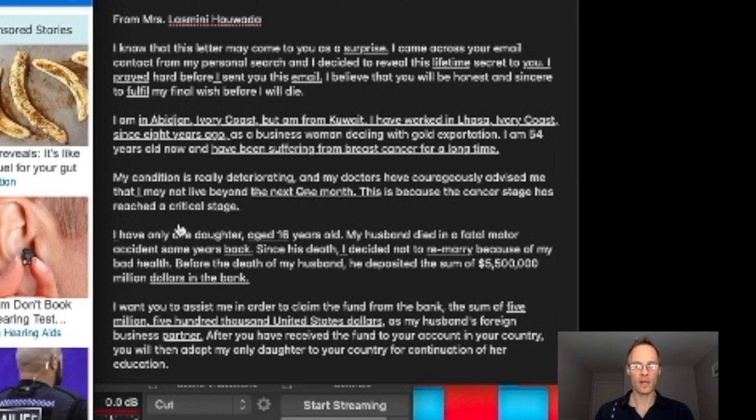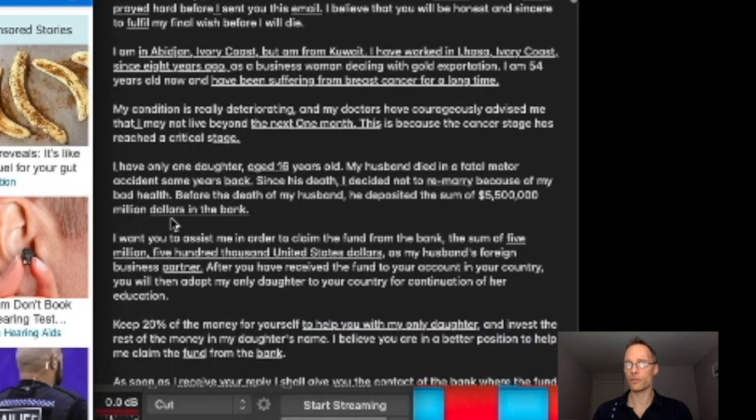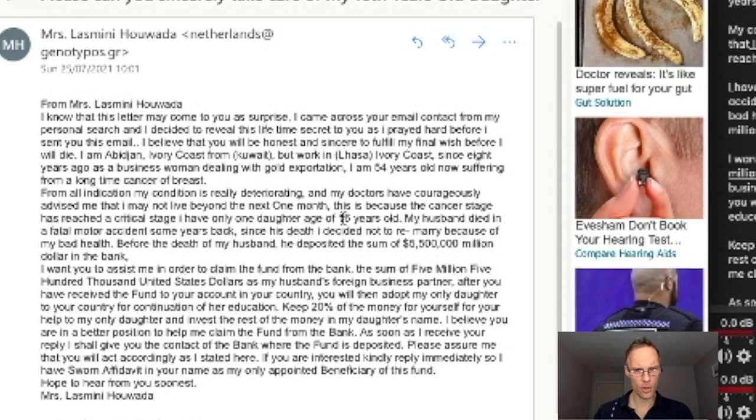A new paragraph, space in between, because this is when they talk about the daughter. So I've just gone for the new paragraph entirely. "I have only one daughter, aged 16 years old." Full stop. So, getting back to the point of the letter: "My husband died in a fatal motor accident some years back." Here they have a full stop after the 16 years old.